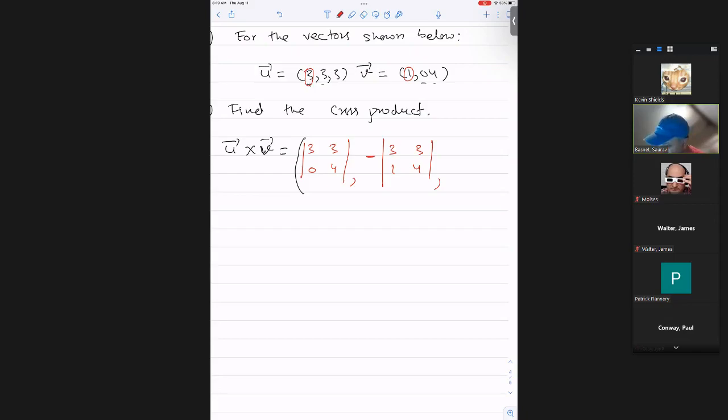Now you take out the second, and for the third one you take out this. So it is 3, 3, 1, 0. Now solve it. So 3 times 4 is 12, 0 times 3 is 0. So 12 minus 3 times 1 is 3, so 12 minus 3 is 9, minus 9. 3 times 0 is 0, 1 times 3 is 3, so it's negative 3. That's it. This is a piece of cake.